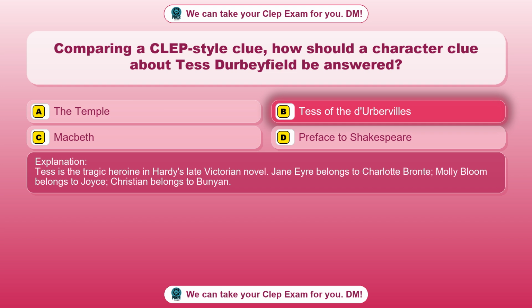Tess is the tragic heroine in Hardy's late Victorian novel. Jane Eyre belongs to Charlotte Bronte, Molly Bloom belongs to Joyce, Christian belongs to Bunyan.